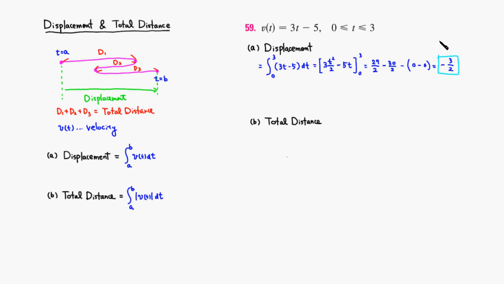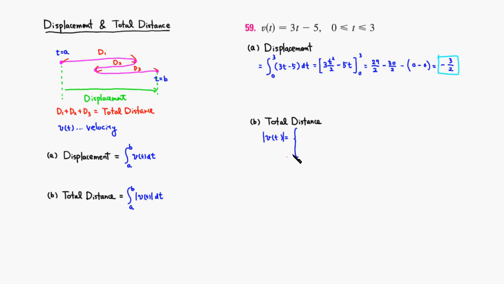All right. But if you want to find the total distance, then we have to actually take the absolute value of the velocity function. So let's do that. First, we're going to look at the velocity function, so v of t, and take the absolute value. If you take the absolute value, this is going to be a piecewise defined function.